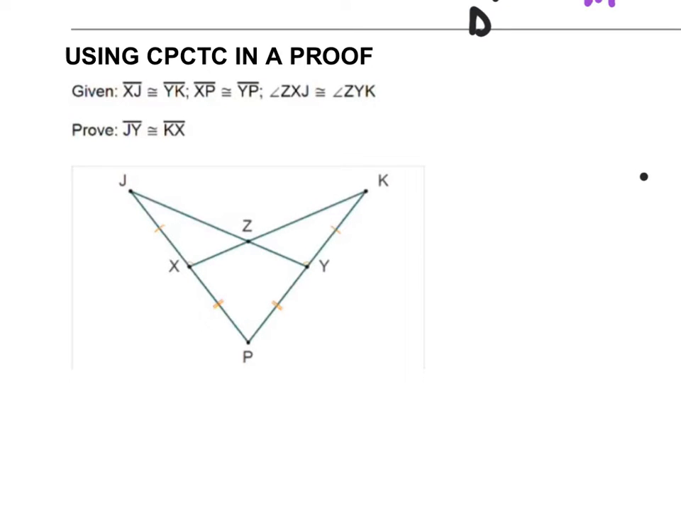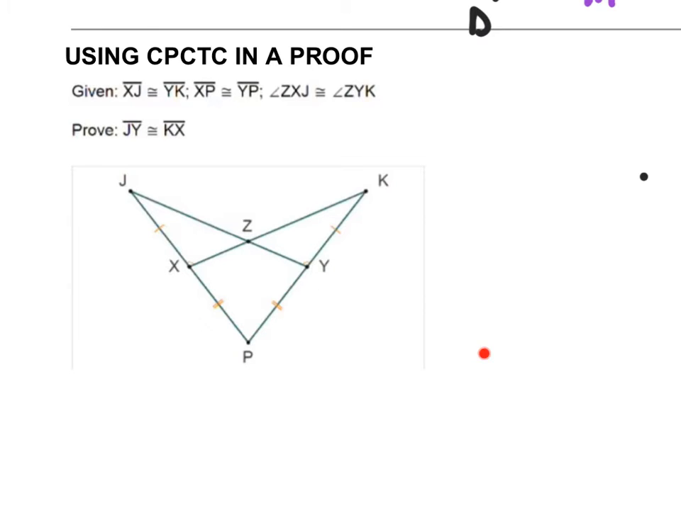What we are given is that segment XJ is congruent to segment YK, segment XP is congruent to segment YP, and that angle ZXJ is congruent to angle ZYK. We're trying to prove that JY is congruent to KX. This is kind of a tricky proof here.